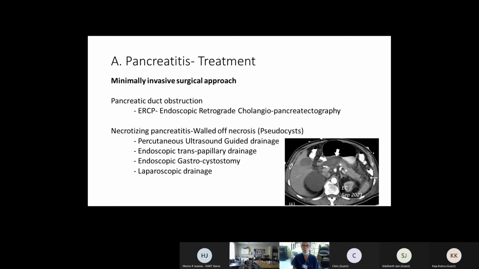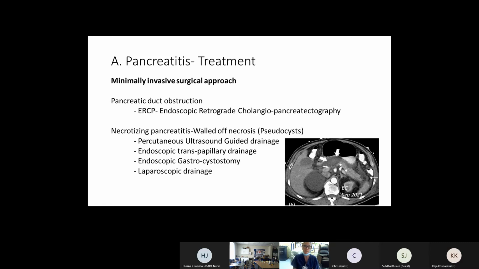So more and more, if the pancreatic ducts are obstructed, we try to go there doing an ERCP and disobstruct whatever is obstructing them. And then in necrotizing pancreatitis, we only intervene when that fluid has already formed a wall. When that happens, we call it a pseudocyst. And that's when we should drain them.